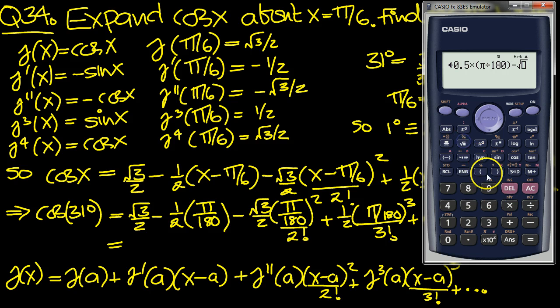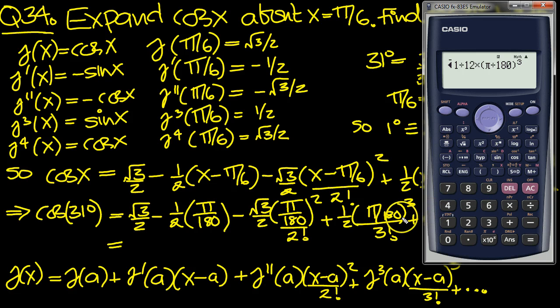Minus the third, which you can write as root 3 over 4, can't we? Minus the square root of 3 divided by 4 times bracket pi over 180, close bracket, and that will be power 2, plus a half over 3 factorial. This is 6, that will be 12, so it's 1 divided by 12 times bracket pi divided by 180 bracket power cubed, isn't it? So there's a cubed term.